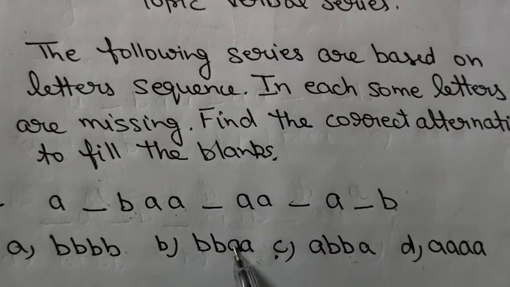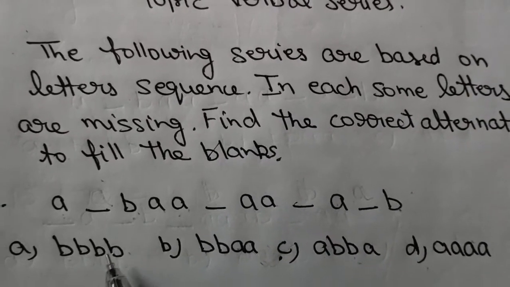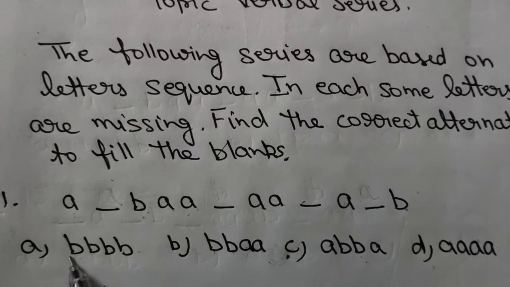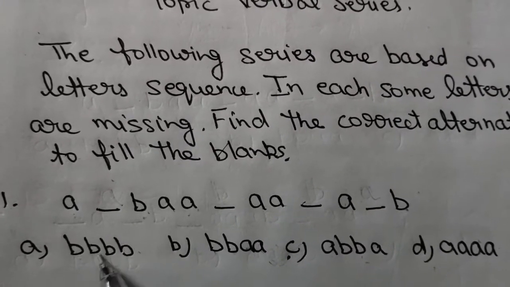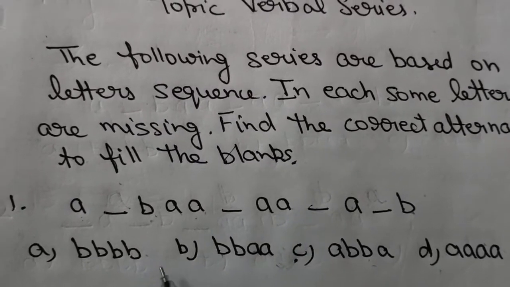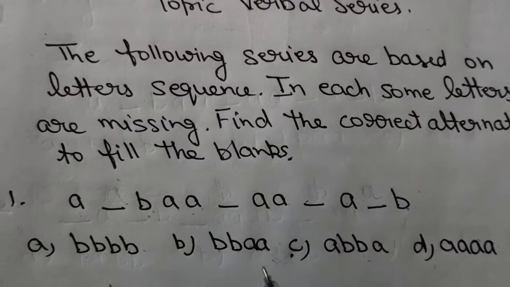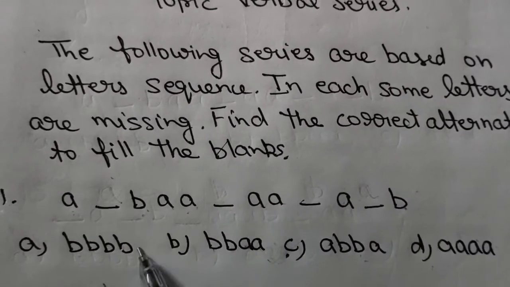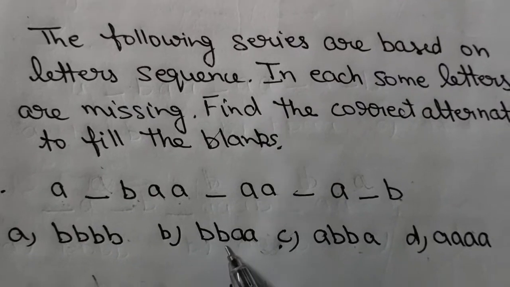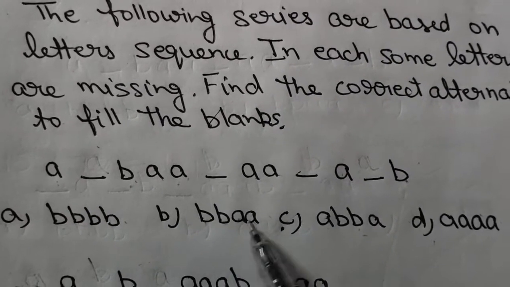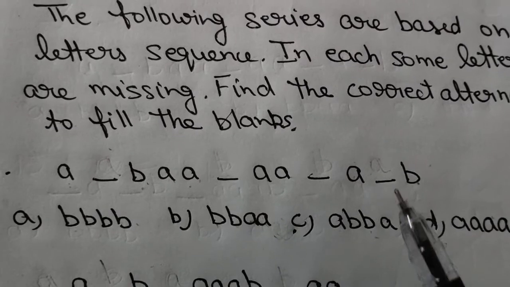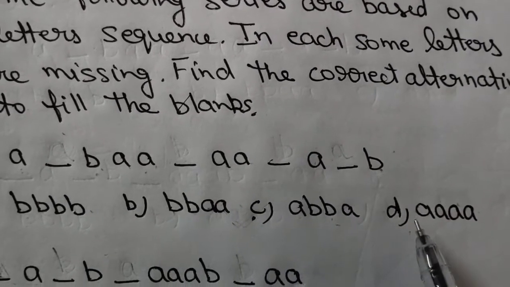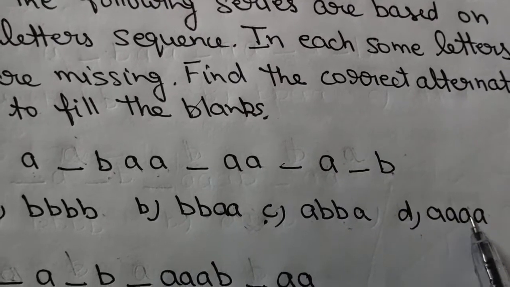4 options are given for every question. First option is B, B, B, B. That means in the first blank you will write B, in the second also B, third also B, and fourth also B. Second option is B, B, A, A. That means in the first blank you will fill B, in the second B, in the third A, and in the fourth A. In the same way, third is A, B, B, A, and D option is A.